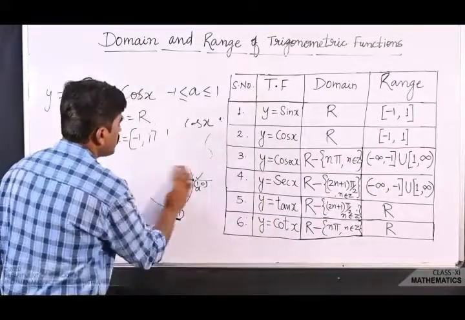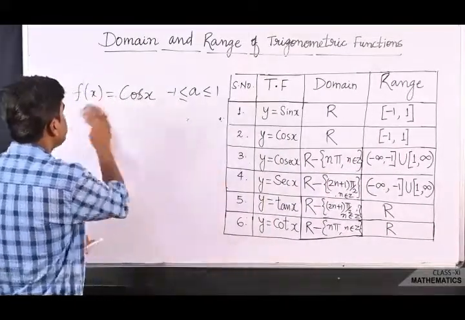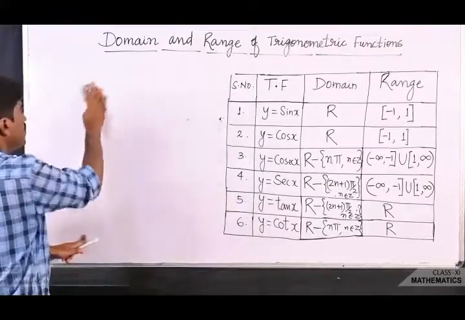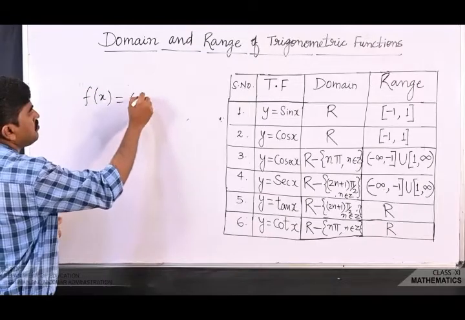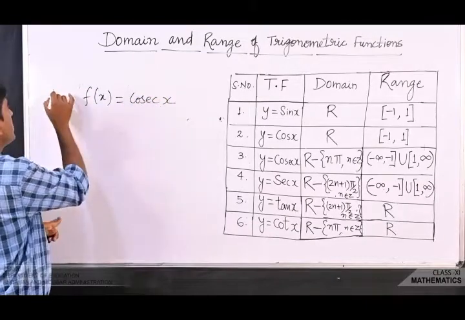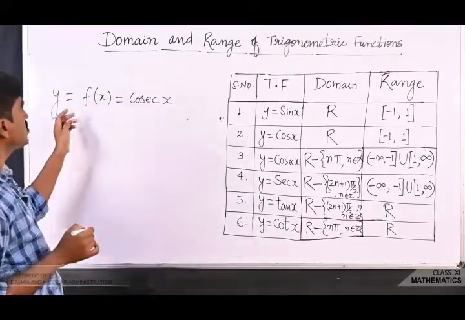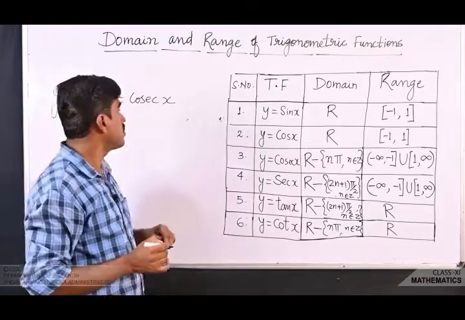Now let's come to the next function, that is cosec x. If the function is f(x) = cosec x, we can also write it as y. y = f(x) = cosec x.